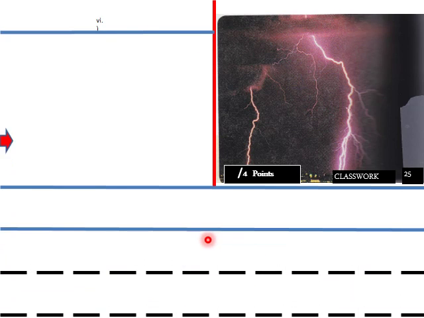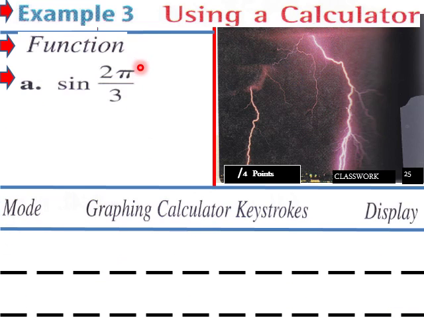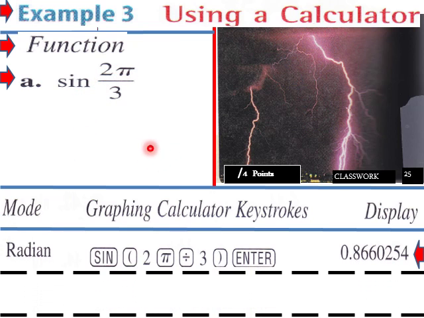So let's go into another example here. Example 3 using a calculator. So we're going to do some of this entry here into a calculator, sine 2 pi over 3. The way we would enter that, first of all, your mode should be radian, and then your entry here would be sine, and then 2 pi divided by 3, open parentheses, close parentheses, and enter, and you should get this on your calculator for sine 2 pi over 3.